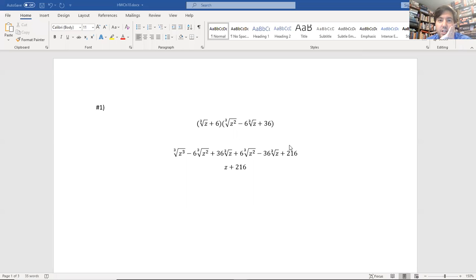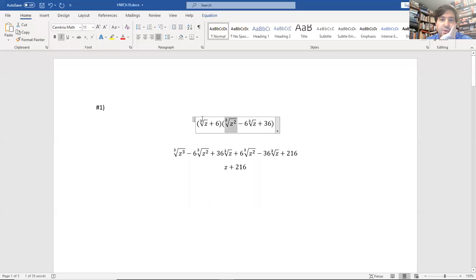Okay, so let's look at this first problem here. So here's the problem itself. And what we have to do is distribute both of the terms in this front set of parentheses with everything back here. So the first thing we're going to do is z, the cube root of z times the cube root of z squared.